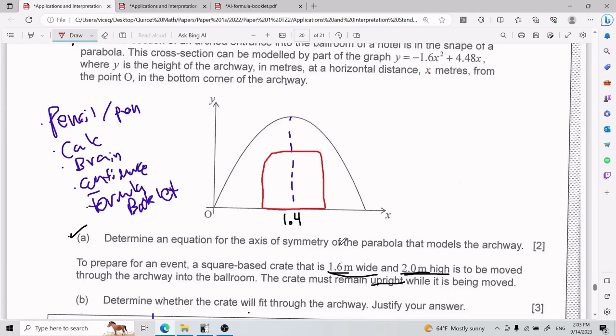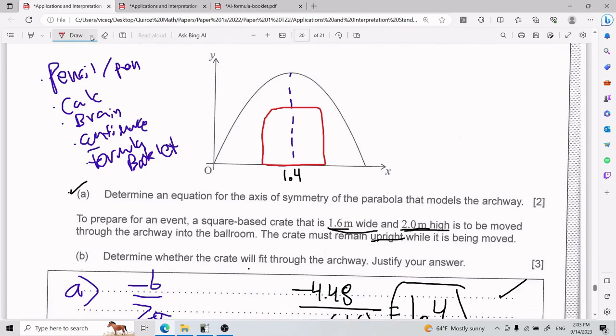If it goes through here, the 1.6 meters wide, where would it be? A lot of people get confused. They think it's from 0 to 1.6 like this. But actually, the 1.6 meters wide is like that. That is how wide my crate is. So what is my x value on the left, and what is my x value on the right? That is the real question.